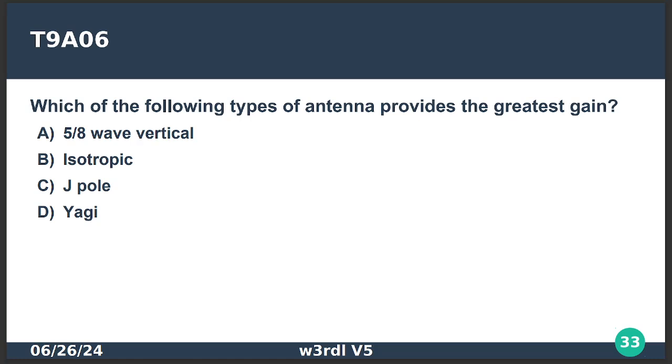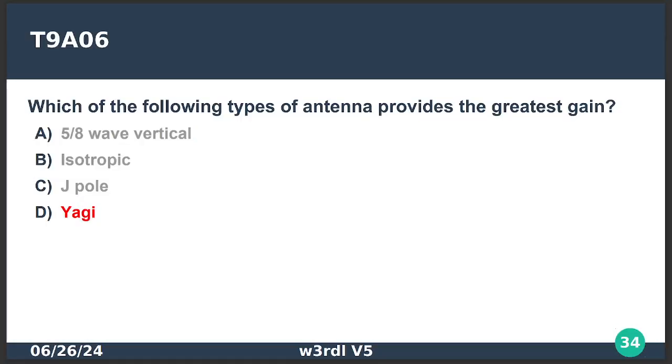Which of the following types of antenna provides the greatest gain out of those 4 types of antennas? Yagi, D. Okay, so we hadn't really said much about the 5/8 wave vertical. I was watching some videos this week. One guy tested a 5/8 vertical antenna. Isotropic, we said, is a theoretical antenna in free space. The J-pole is similar to the Slim Jim that I'm building. But I don't know if we talk more about that beyond this or not. But the Yagi is the answer. It is the greatest gain.